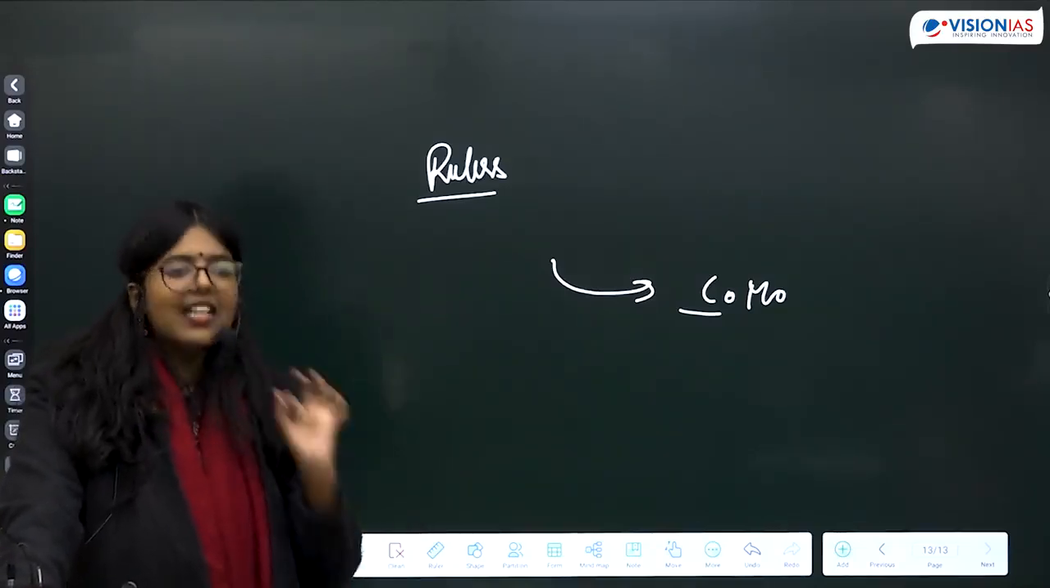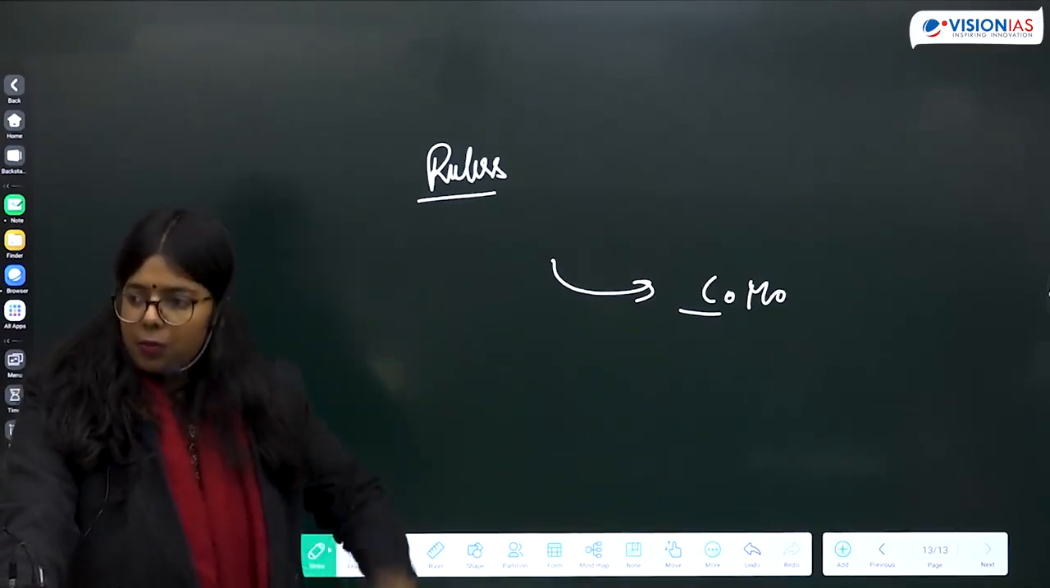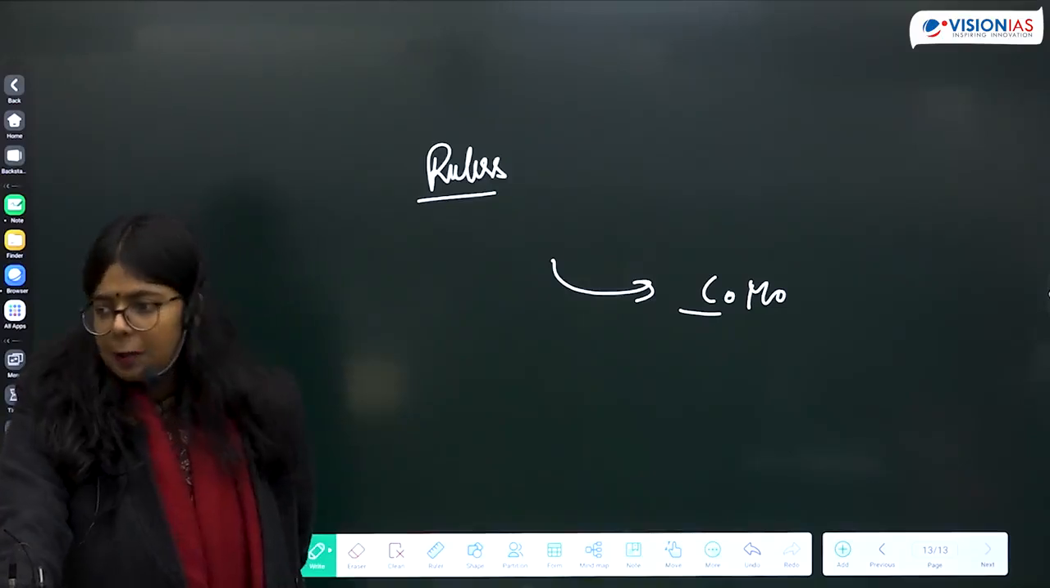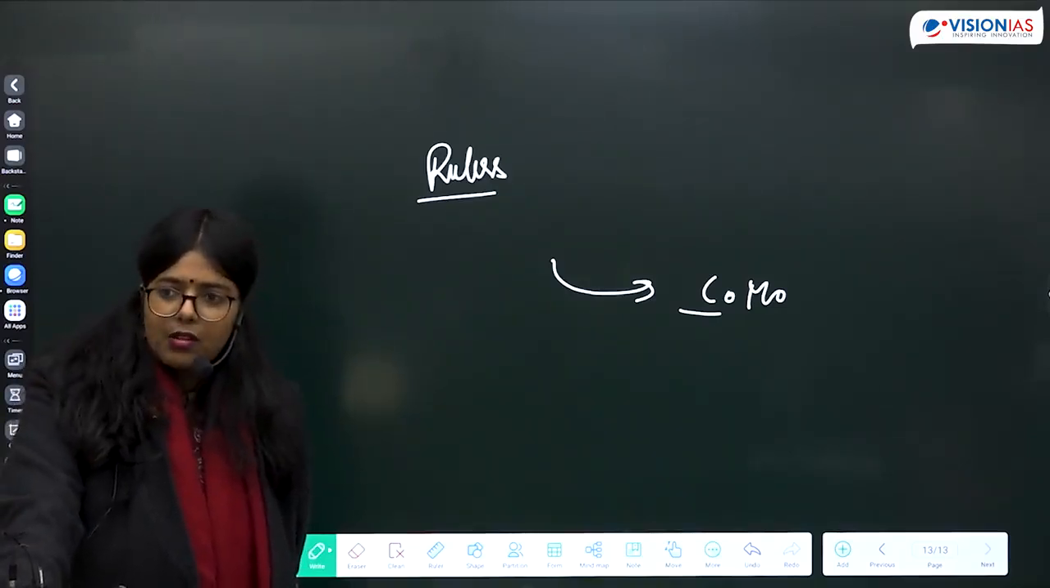There is one site which becomes important for us from a prelims perspective. Shravanabelagola. Why is that site important?